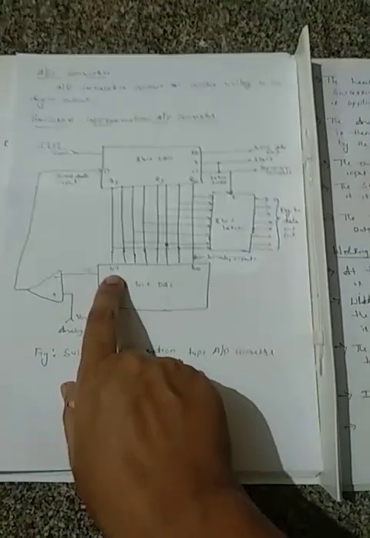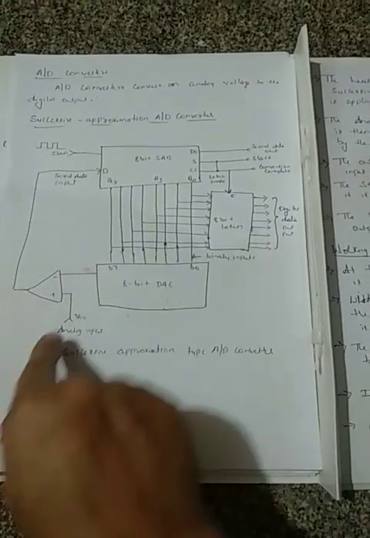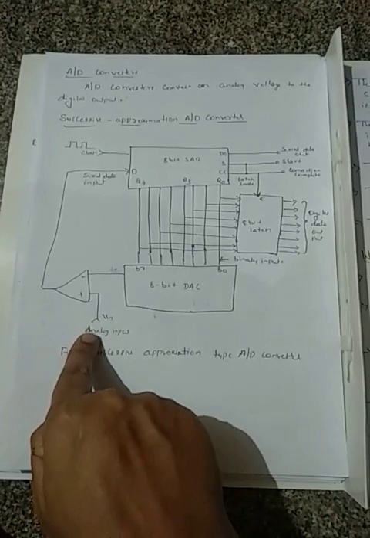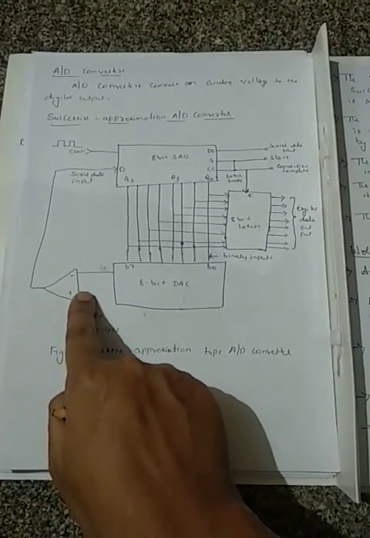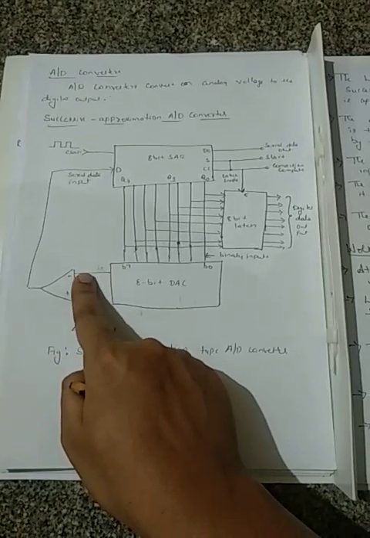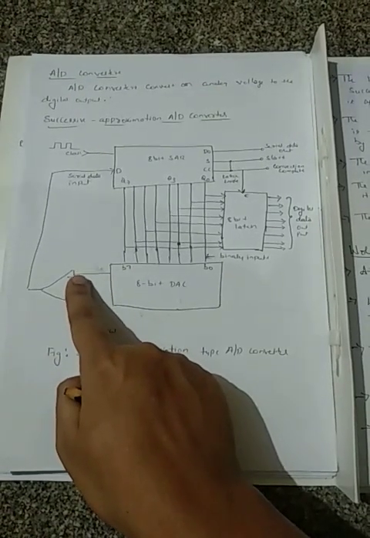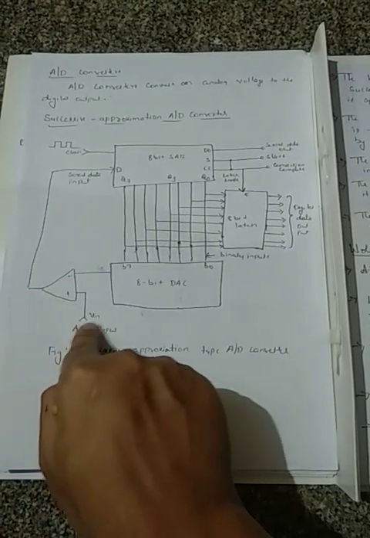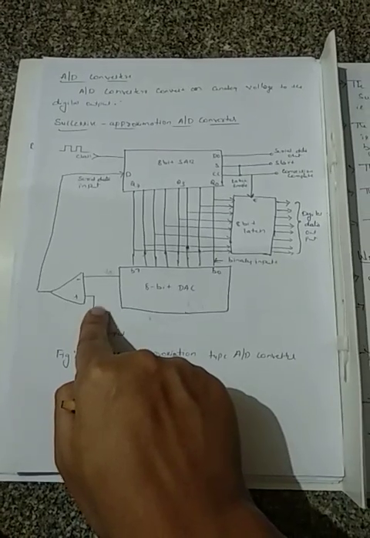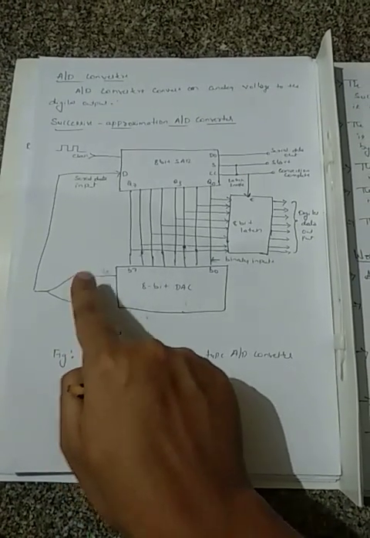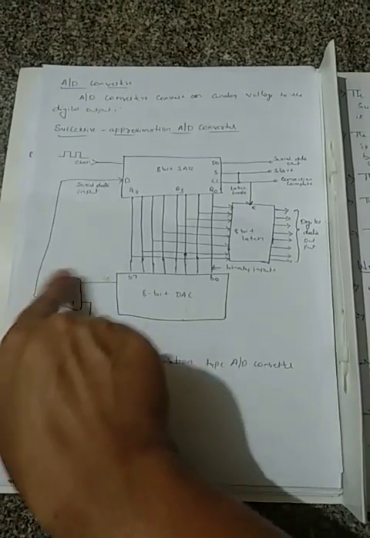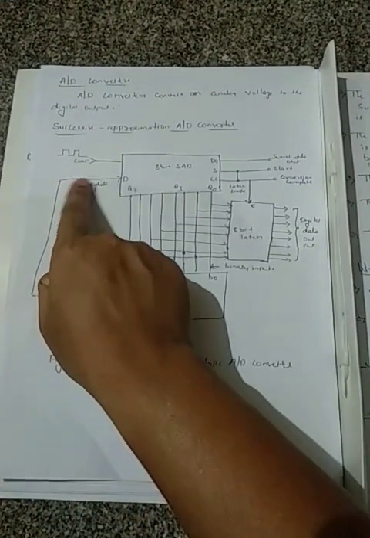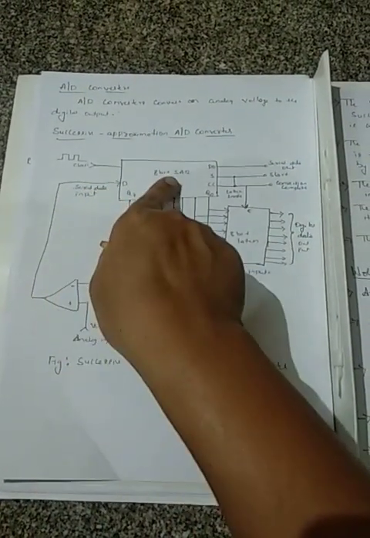Now the output of the DAC is an analog signal. The input is applied to one terminal of the comparator, the non-inverting terminal, and the output of the DAC is applied to the inverting terminal. So now this becomes the reference voltage. Depending on the reference voltage, the output will be either high or low, and depending on this, the output is given to the 8-bit SAR where it stores the data.